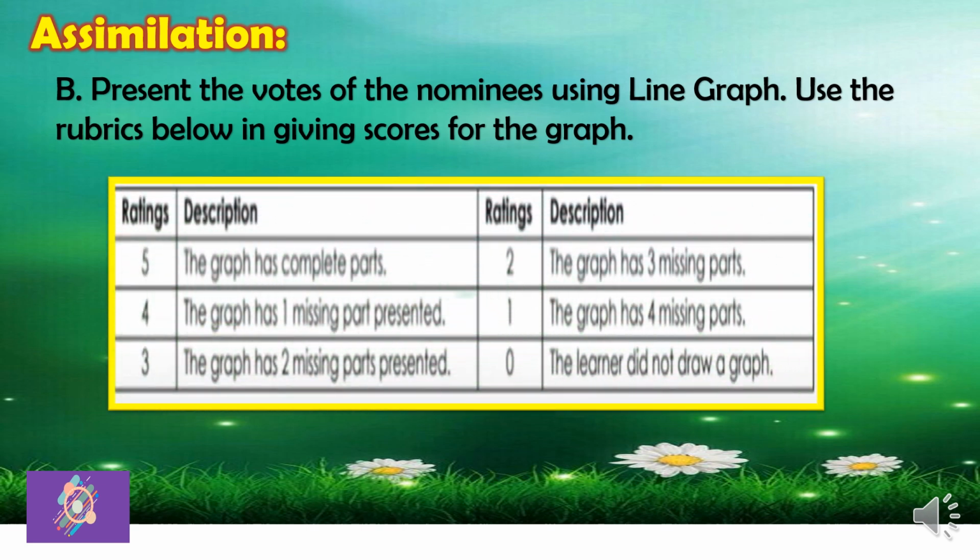So here is the rubric. We have the ratings and description. You will get 5 ratings if the graph has complete parts. You will get 4 ratings if the graph has one missing part. You will get 3 ratings if the graph has 2 missing parts. You will get 2 ratings if the graph has 3 missing parts. You will get 1 rating if the graph has 4 missing parts. And 0 if the learner did not draw a graph.